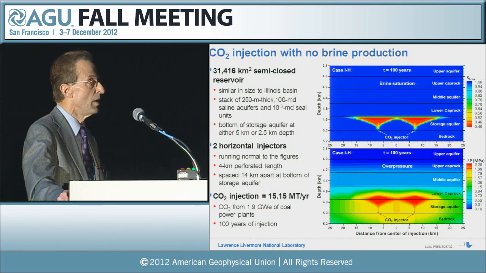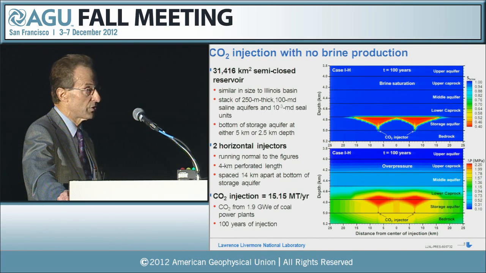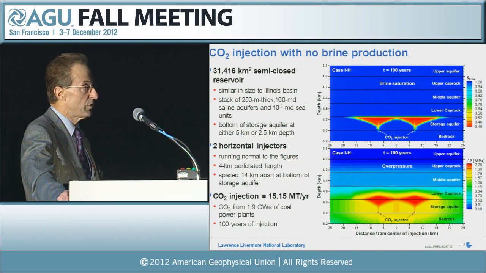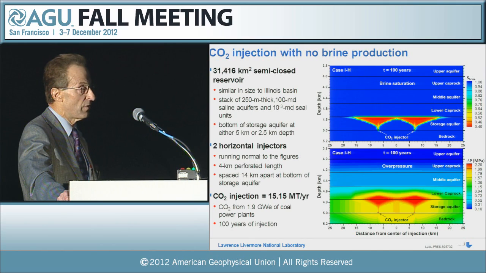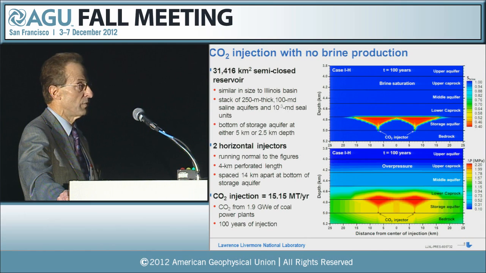So this is just showing CO2 injection in a formation with no brine production. We've considered deep formations. In this case, we're considering formations either 5 or 2.5 kilometers in depth. And we consider a stack of 250-meter thick permeable formations of 100 millidarcy, and seal units of 10 to the minus 18 or 10 to the minus 3 millidarcy, going all the way up to the ground surface.